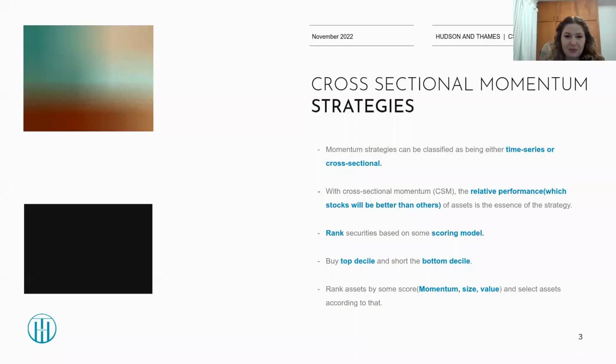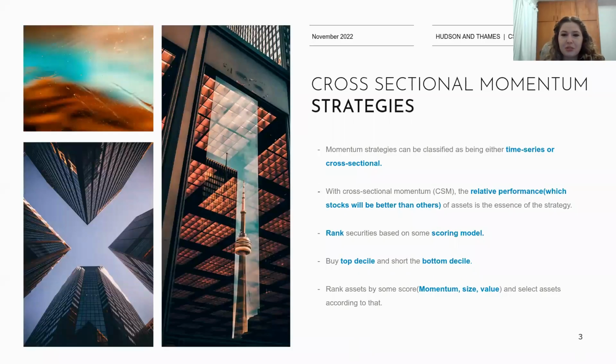Okay, cool. So what are cross-sectional momentum strategies? We know that we can break cross-sectional momentum down into a time series part and a cross-sectional part, but this paper obviously focuses on cross-sectional strategies. The only thing you really care about in this strategy is the relative performance of your assets. So, will these pairs of assets perform better than others? It's not about the specific returns of each of the assets as such.